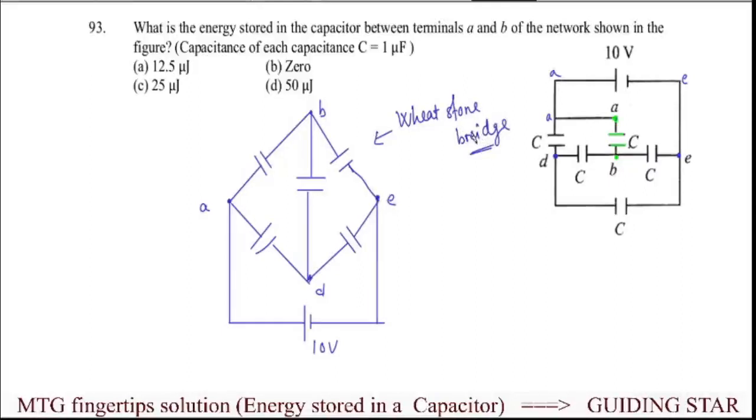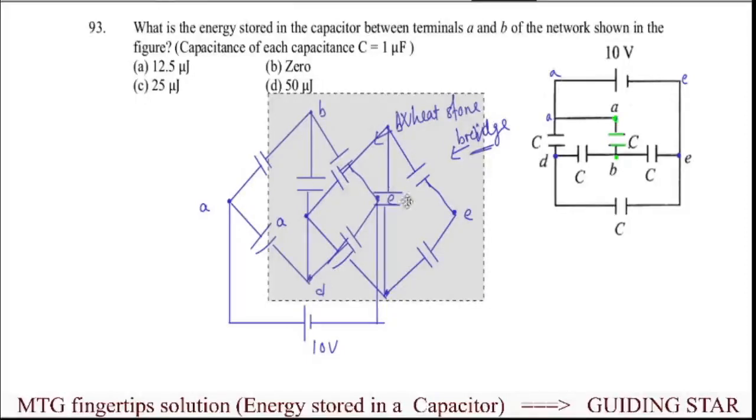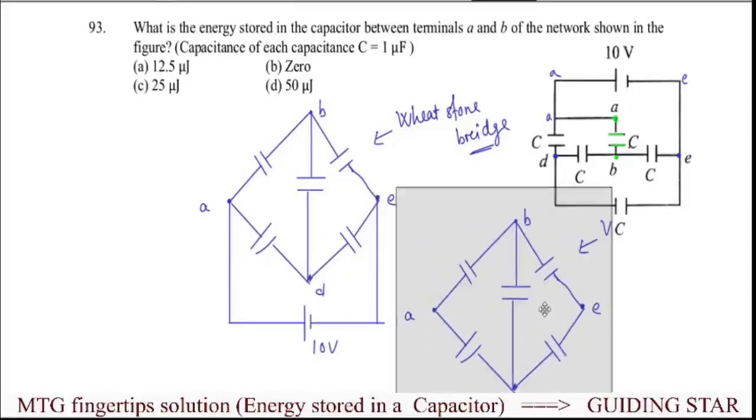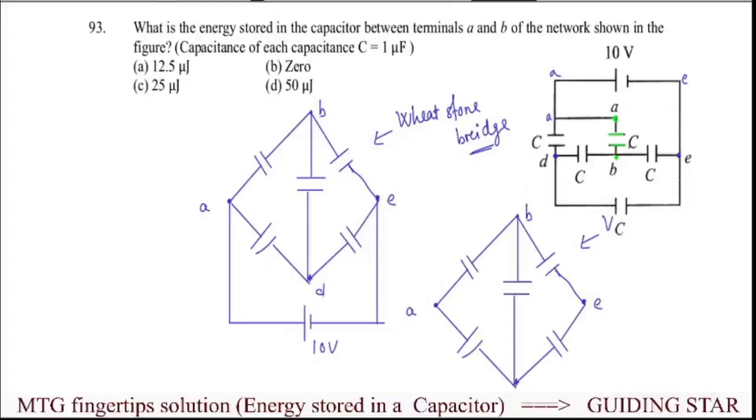Clear? So Wheatstone bridge, just like for example how the Wheatstone bridge looks like. So here, in the case of a Wheatstone bridge, what they do is that instead of the capacitors, they used to take resistors over here.